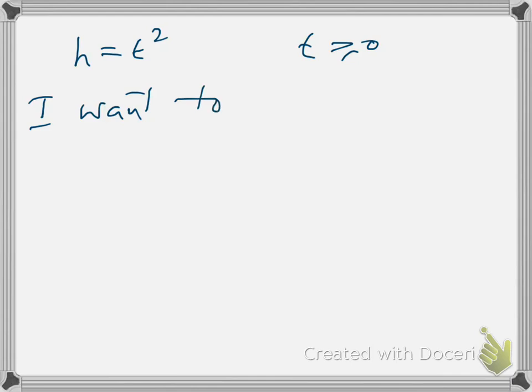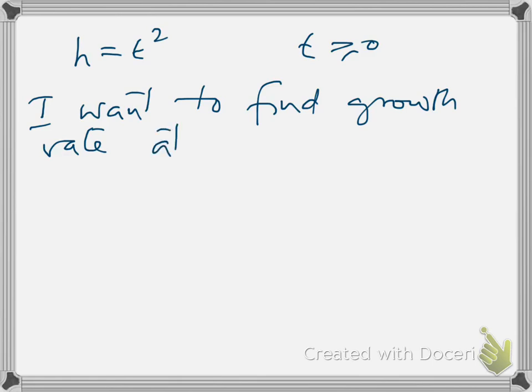So now let's come to the task of calculating growth rate. Now same relation, h equal to t square, where t is greater than or equal to 0. Now I want to find growth rate, exactly growth rate now. And when I say growth rate, you have to specify the exact time at which you are trying to calculate it. Not a time interval, but exact time. So I want to find growth rate at t equal to 2 seconds.